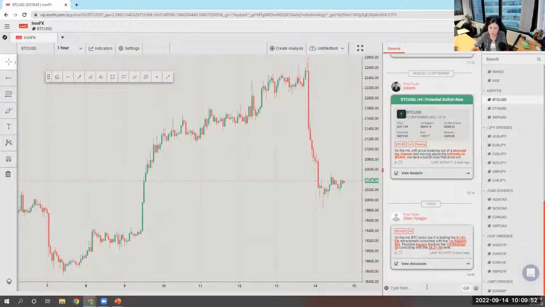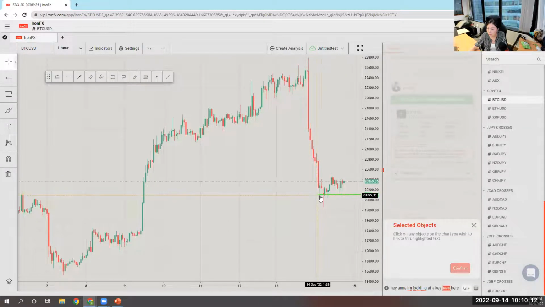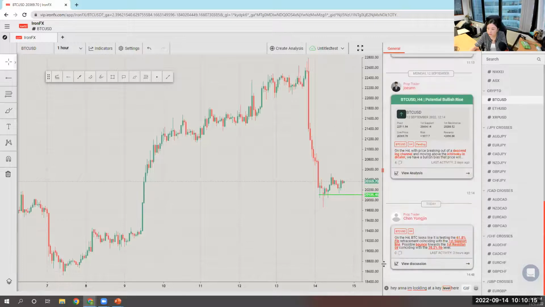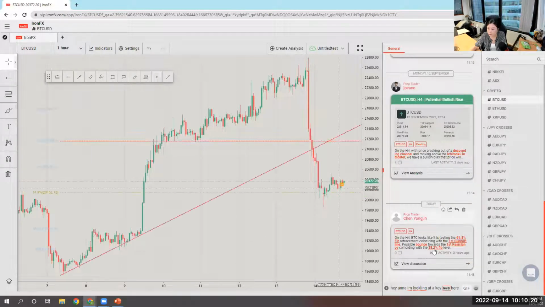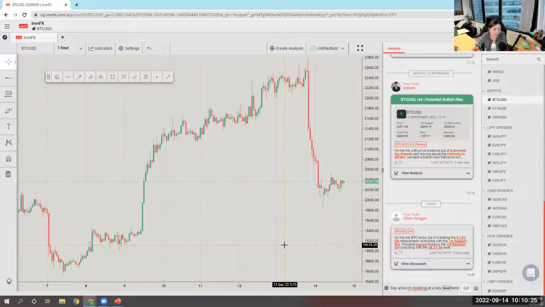So how this works is, for example, you have some questions for us. You can say, hey Anna, I'm looking at a key level here. We can highlight the level, and click it to exactly where it is, right? So even if I delete it away, when you hover around the highlighted words, your lines will still be there. So it's very clear exactly where we are talking about.